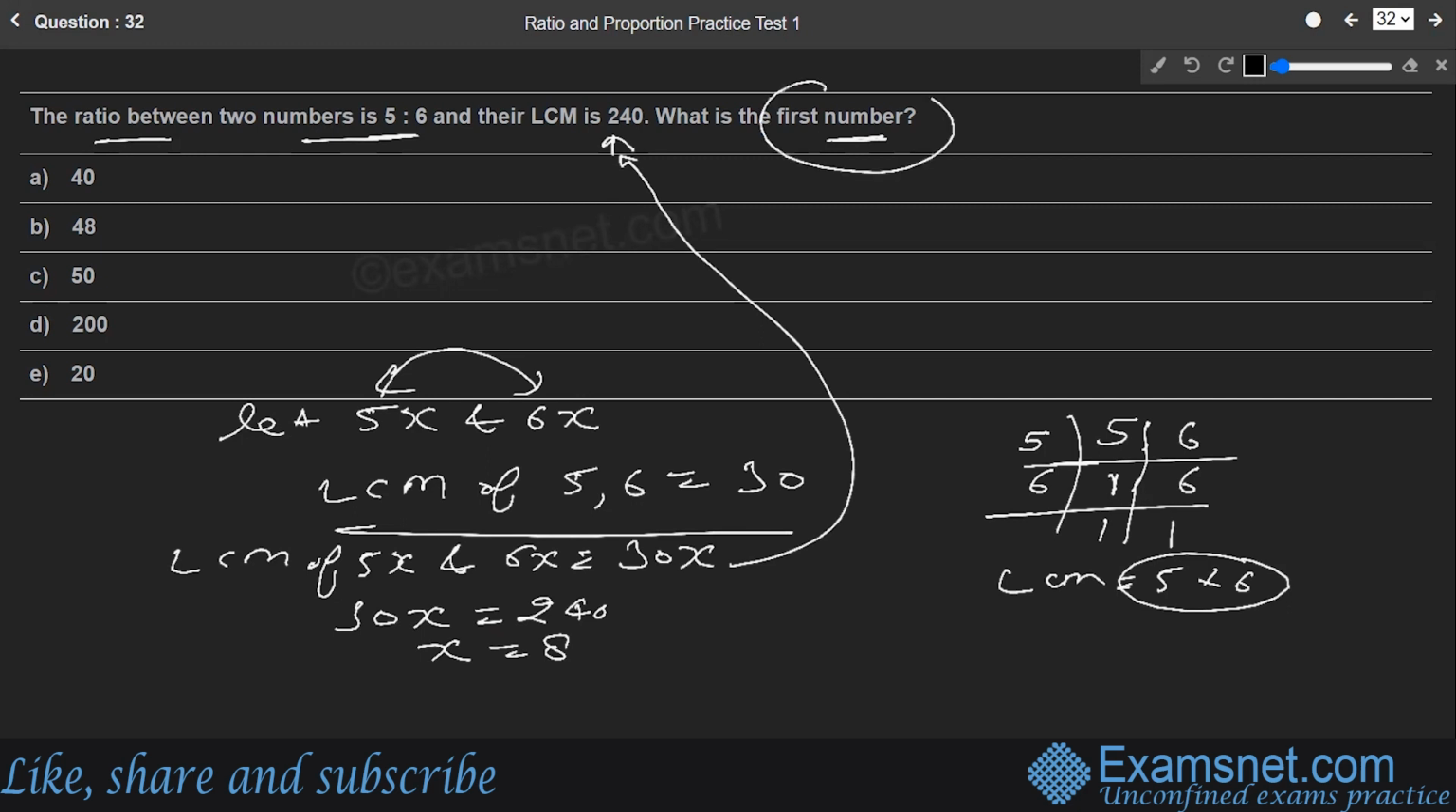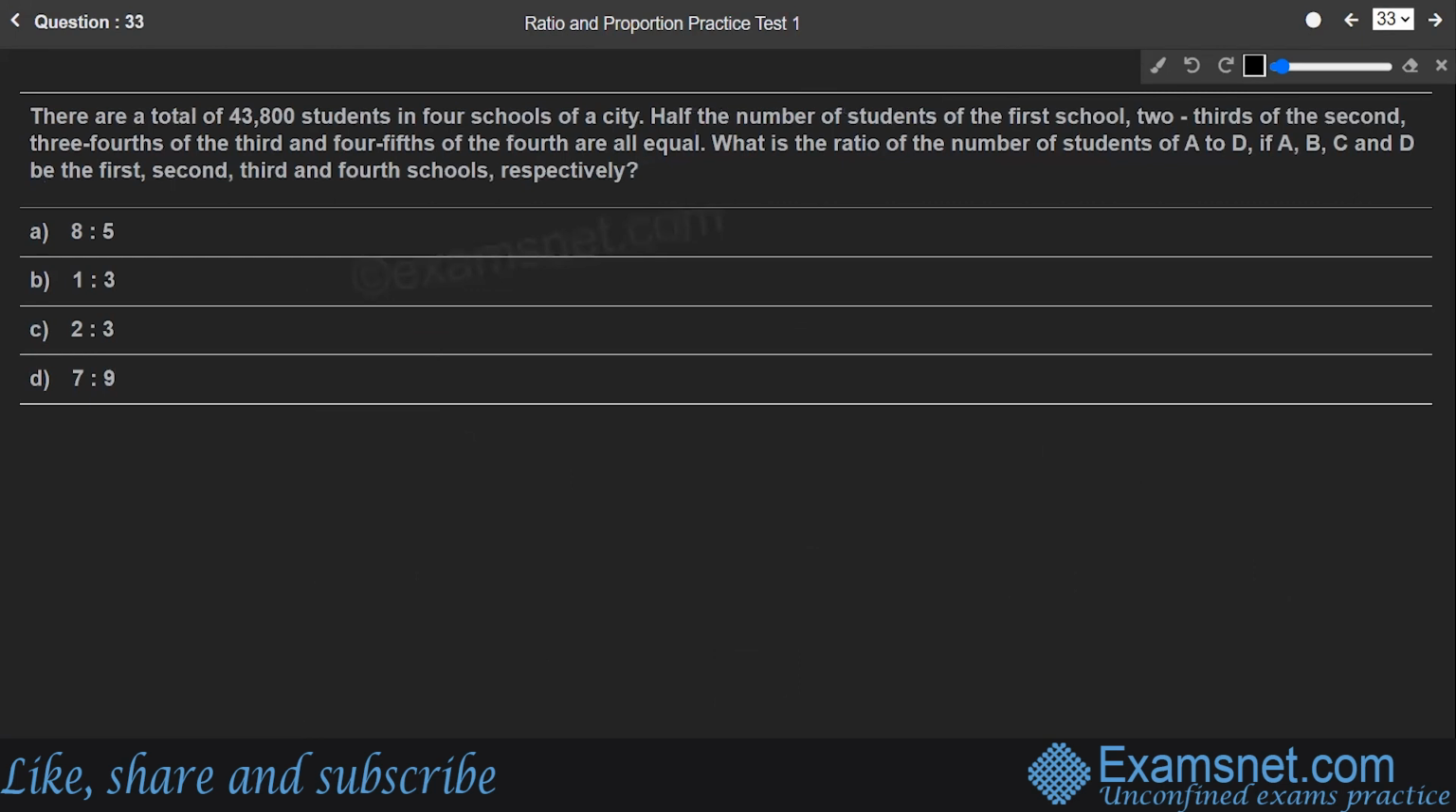They have asked for the first number. The first number we have assumed to be 5x. So with x equal to 8, 5x is 8 into 5, that is 40. So the first number is 40, which is available in option A, and is the right answer. Next, there are a total of 43,800 students in 4 schools of a city.